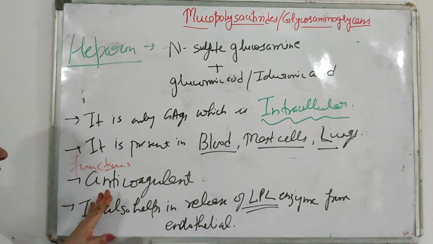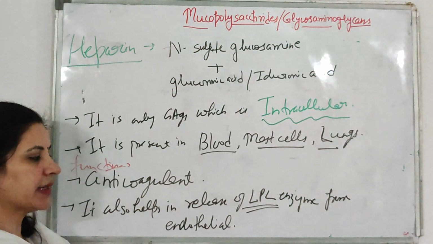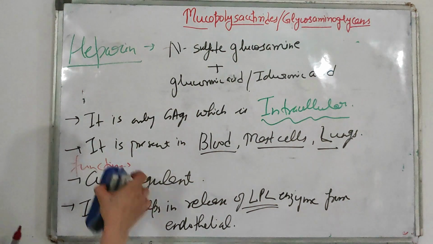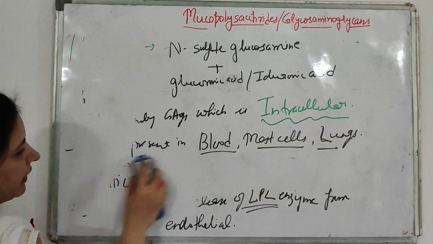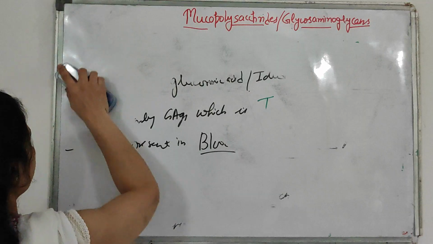And what is its function? In blood it acts as an anticoagulant. Besides that, it also helps in the release of lipoprotein lipase enzyme from the endothelial surface. Okay. Next and last is heparin sulfate.